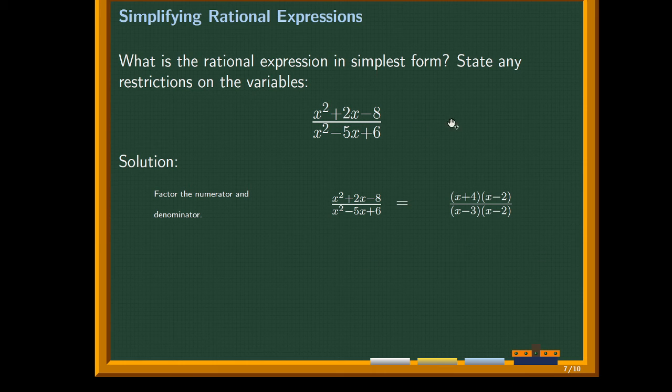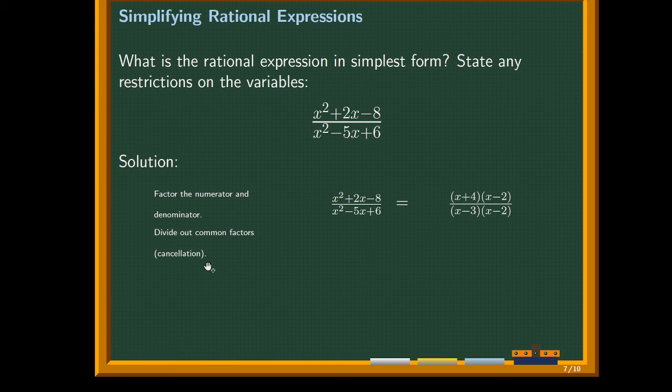Now, in step 1 we can already see the restriction on the variables. Which numbers make the factors zero? The first is positive 3, because 3 minus 3 is 0. And the other one is 2, because 2 minus 2 is 0. So x should not be equal to 3, and x should not be equal to 2.